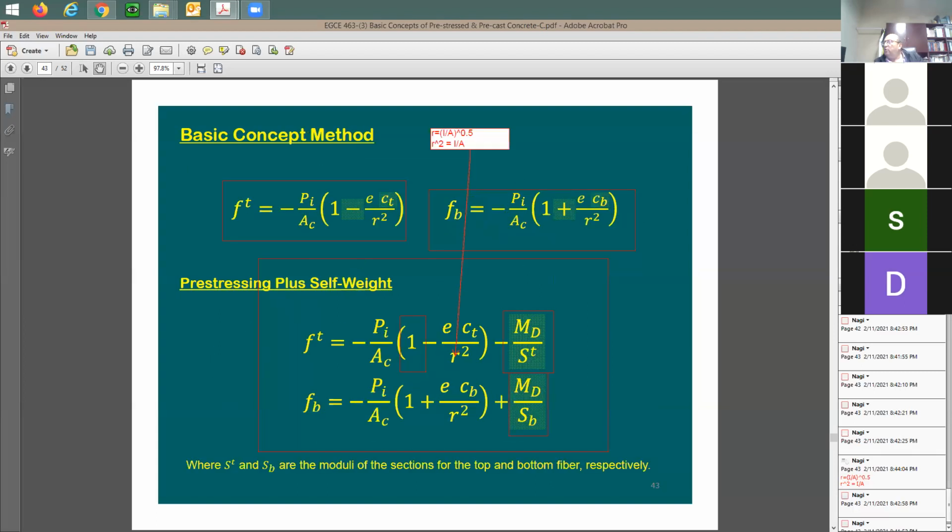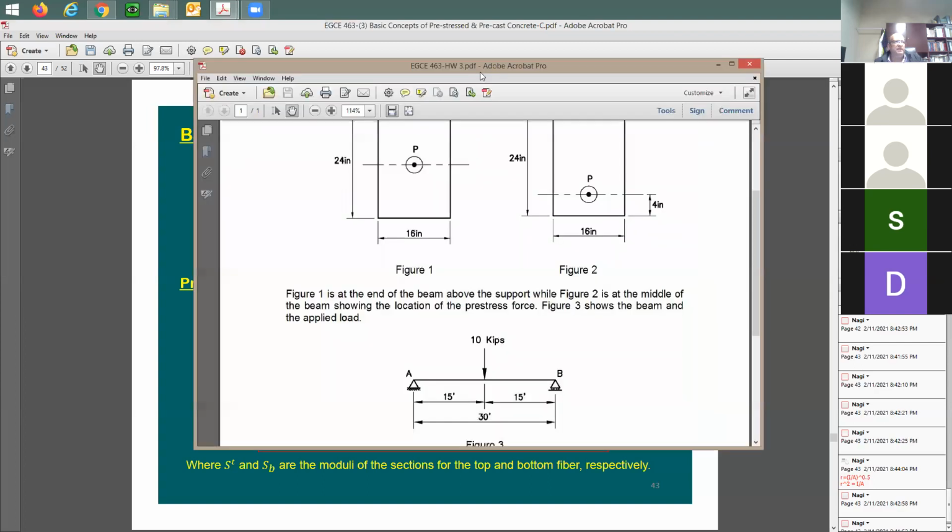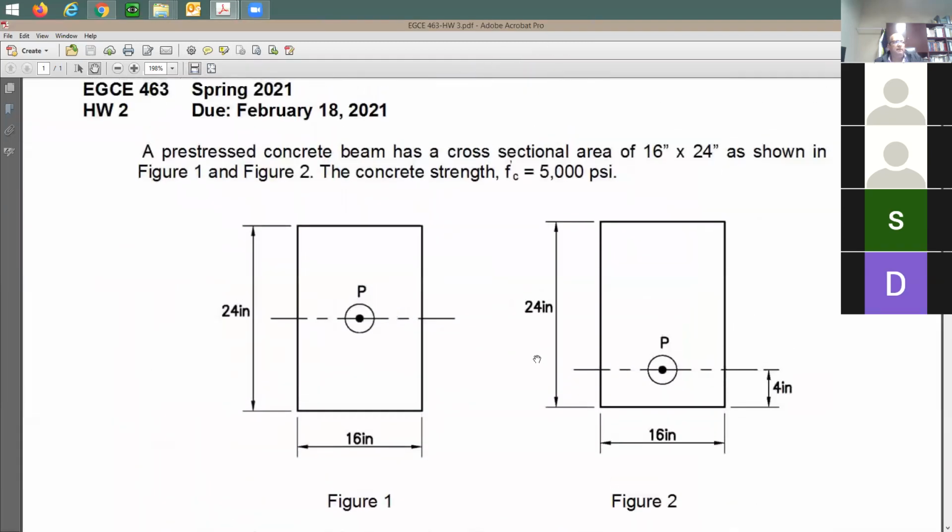Let me show you here your homework. Did you guys see it already? And I really want you guys to do this by hand if you like. And then after you do this, you start to do your spreadsheet and then back check your numbers. In this case here, I have this concrete beam. It says 16 by 24. Seems like this is going to be the same beam. And then I have it here in figures 1 and 2.